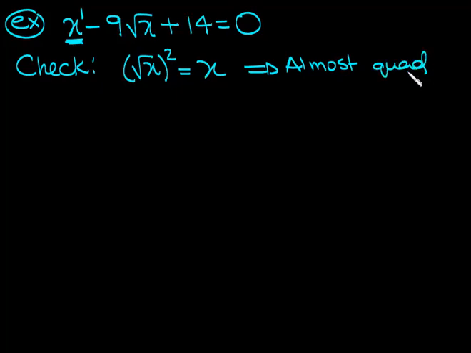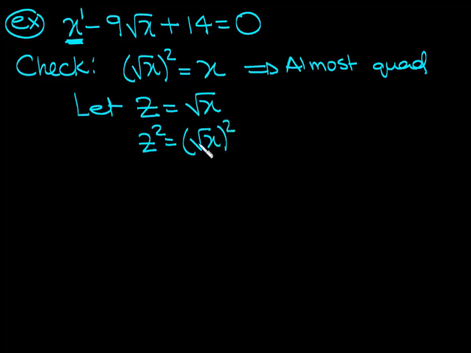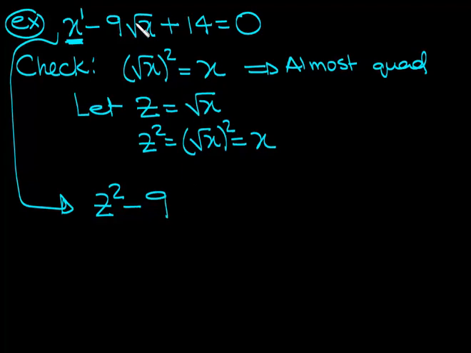So the next thing I want to do is make a substitution. Let z be equal to the middle term variable, and then I can square both sides. So I get z squared is equal to this squared. When I square this, you just get x, because square root of x times square root of x is just x. So we replace x with z squared: z squared minus 9z plus 14 is equal to 0. Now it's a quadratic, which is what we wanted.